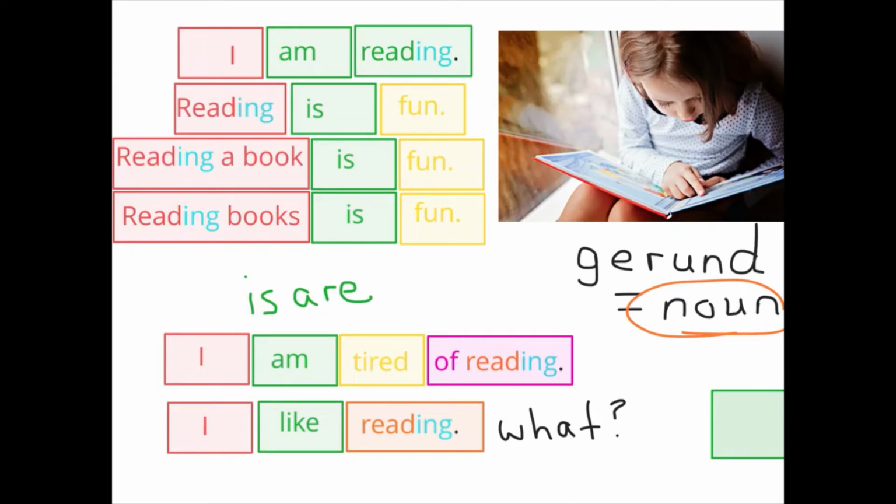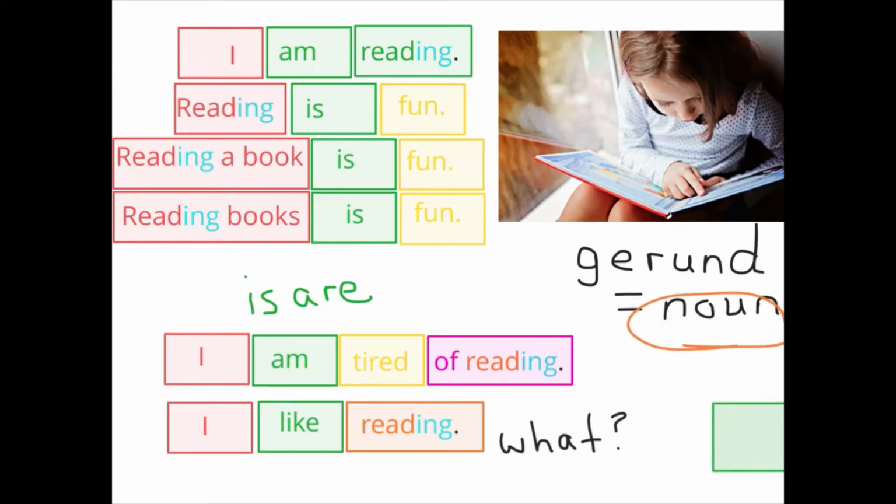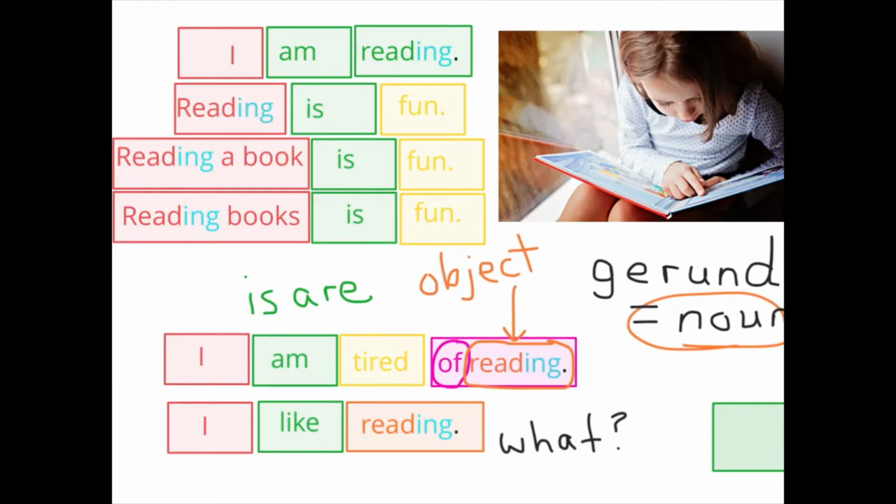But then, tired of what? And we say, of reading. Well, we have learned about prepositions, and we know that of is a preposition. And what comes after a preposition but a noun? And that noun is called the object of the preposition. So in this prepositional phrase, of reading, of is the preposition, and reading is an object. It is the gerund form. It is the act of reading.